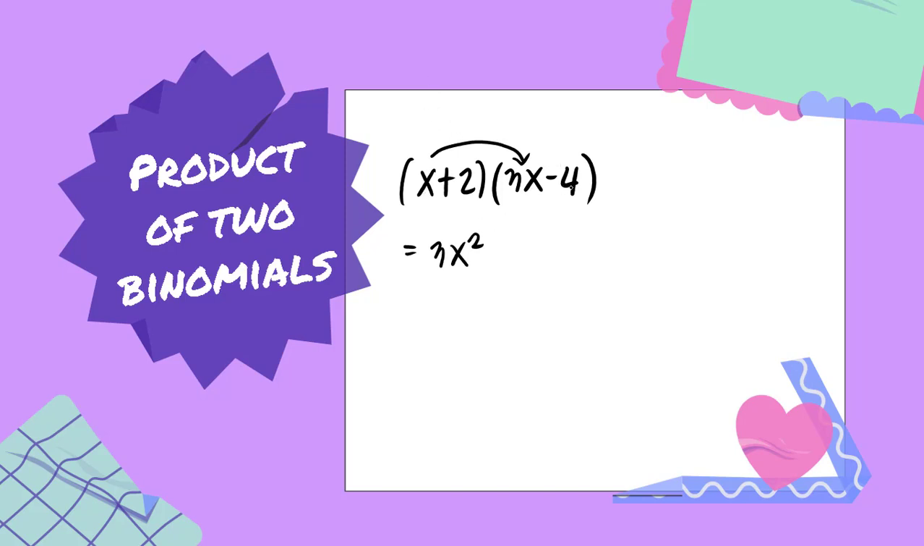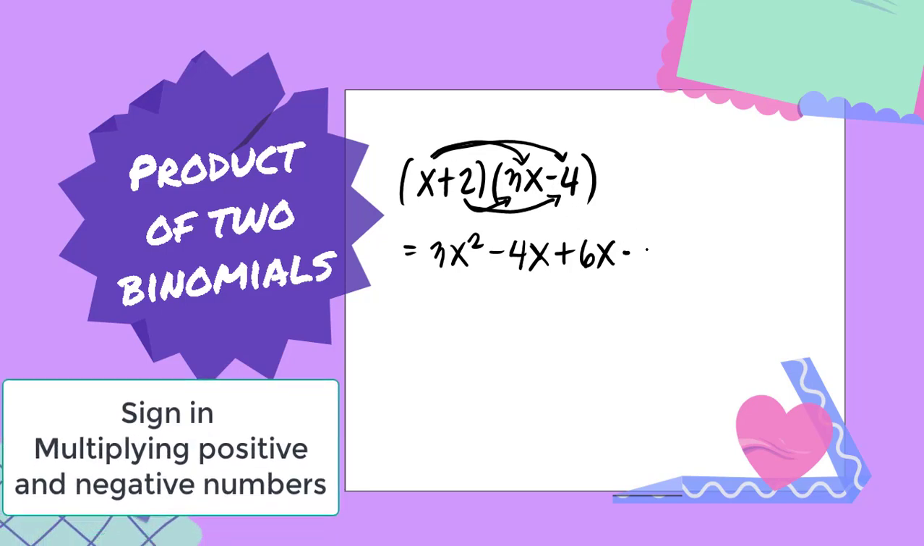Next, x times what is the sign before 4? That is negative. So when you multiply x, you have to consider the sign before the number. So x times negative 4 is negative 4x. Now, for the inner, this is positive 2 times positive 3x, so this is positive 6x. Then when you multiply 2 times negative 4, this will result in negative 8.